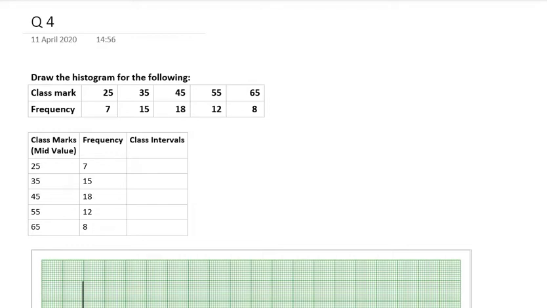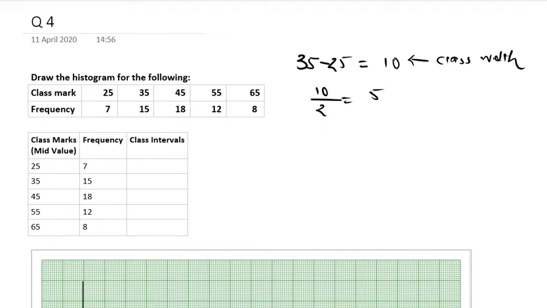What we'll do is we'll take a class mark of a class, let's say 35, and we'll subtract the previous class mark from it, so minus 25. So what we are getting here, 10. So this 10 is nothing but class width. Class width, class size, upper limit minus lower limit. Okay, so we are going to divide this 10 by 2. So we are going to get 5.